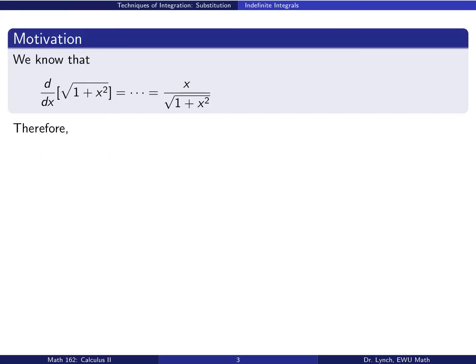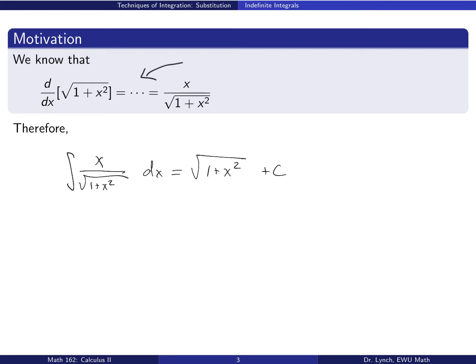Okay, so motivating problem. We know how to find the derivative of this function, square root of 1 plus x squared. There's just some chain rule involved here, and I won't go through that. But the chain rule tells us that the derivative here is x over the square root of 1 plus x squared. So we can write this using our new indefinite integral notation. So here's that same derivative rule using an indefinite integral notation.